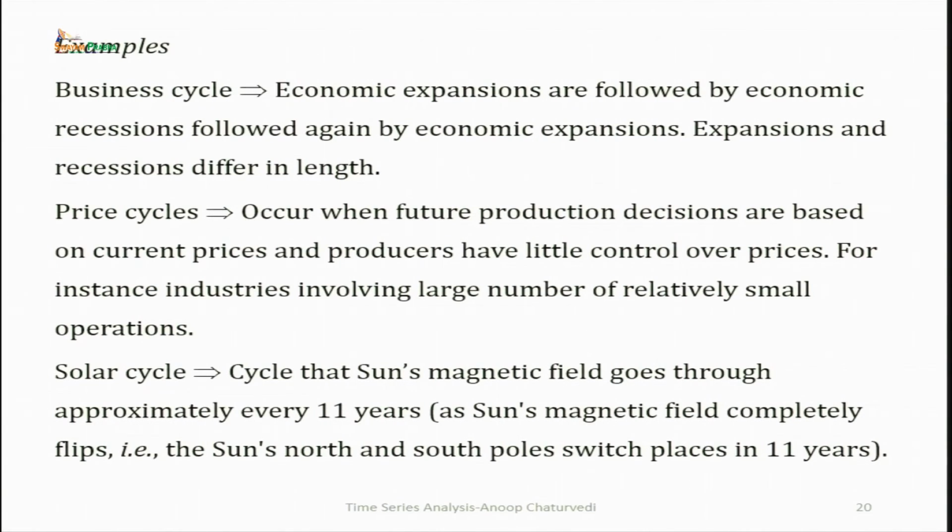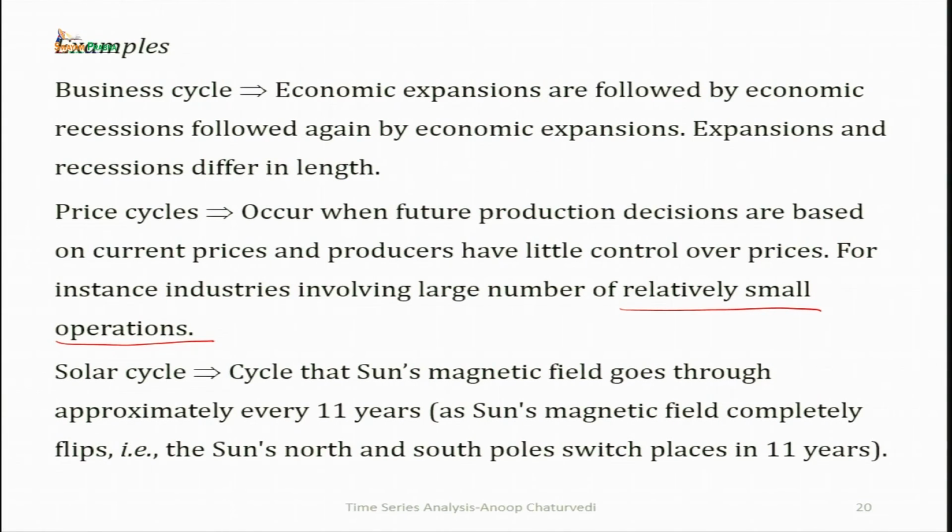These expansions and recessions differ in length. So, it is not exact periodicity. Then price cycles. In prices also you observe a cyclical pattern. They occur when future production decisions are based on current prices and producers have little control over the prices. For instance, industries involving a large number of relatively small operations, and then you observe some kind of cyclical pattern.